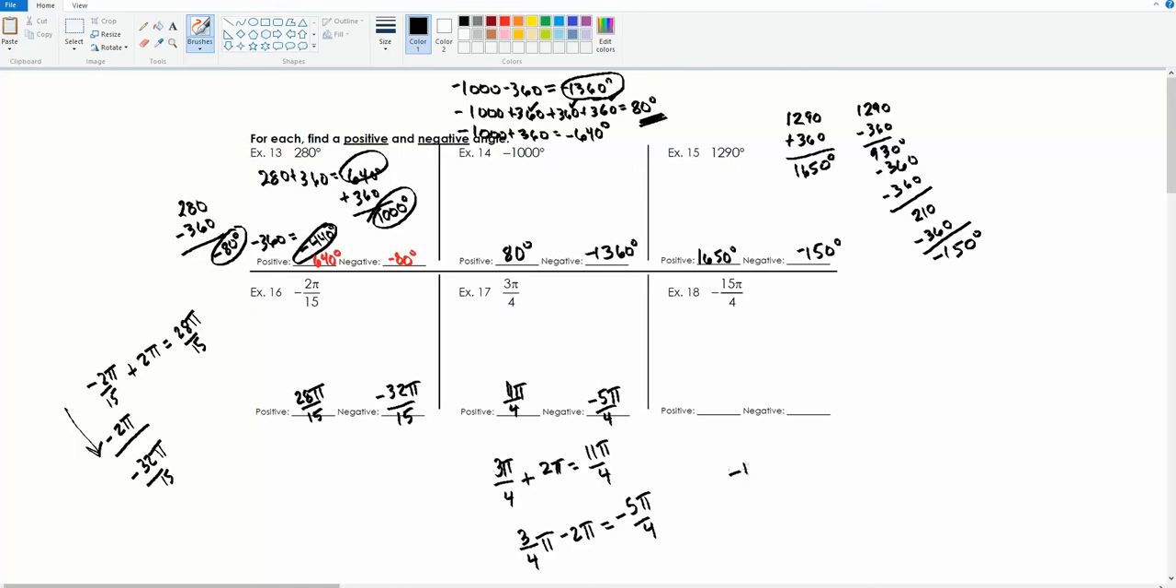All right, now I have negative 15 pi over 4. And I want to get a positive coterminal, so I'm going to add 2 pi. So negative 15 pi over 4 plus 2 pi. And I got a negative 1. Negative 7 pi over 4. And what does that mean? That means you got to add 2 pi again. Plus 2 pi. And I got a positive 1. Pi over 4.